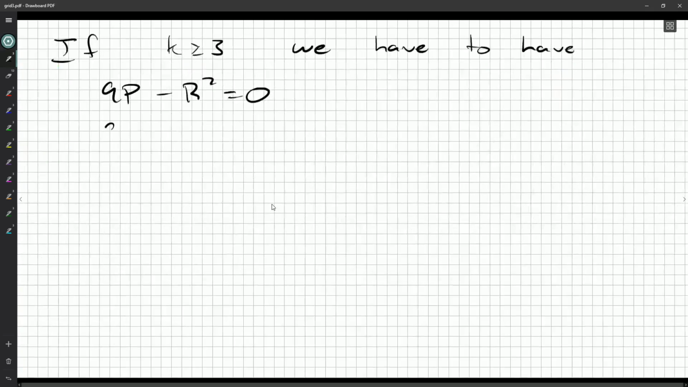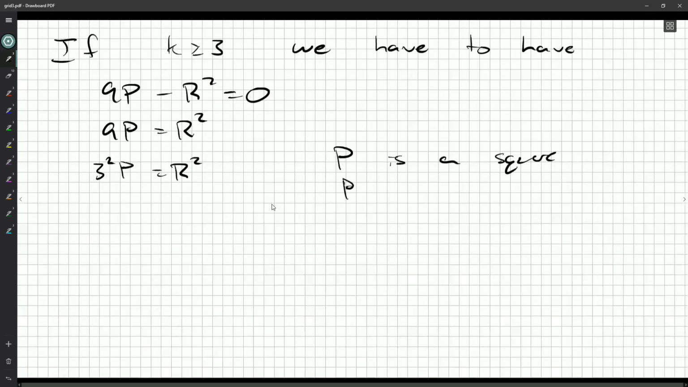Well, if this is the case, then I guess 9p is equal to r squared. And so this is 3 squared times p is equal to r squared. So p is a square. But it's a single digit, so p is 1, 4, or 9. And that would make r 3, 6, 9 as well. Okay. So these are our possibilities. So we've got, I guess, 3 cases. Can we find a q that makes this work?